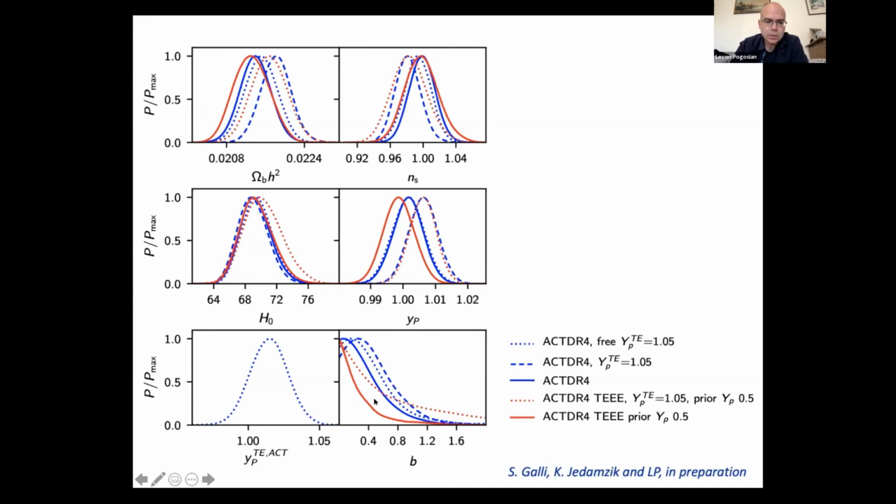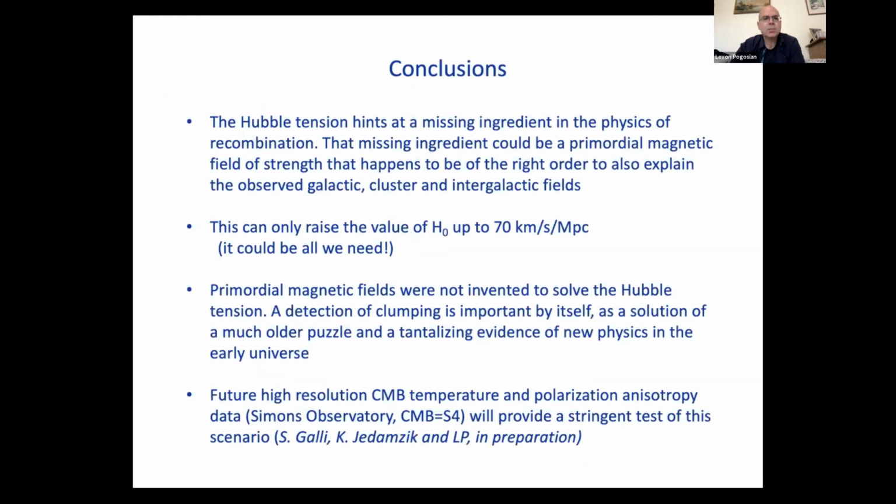Now I want to point you to this line here, the solid line, which is ACT DR4 TEEE. You can see how strong the constraint is and how much weaker it becomes when you do the shift. It also shows that the constraint from TEEE is significantly stronger than the constraint from all of the ACT data. So there's clearly something anomalous happening here. When you add more data, you're expecting your constraints to get stronger, not weaker. So this brings me to my conclusions.